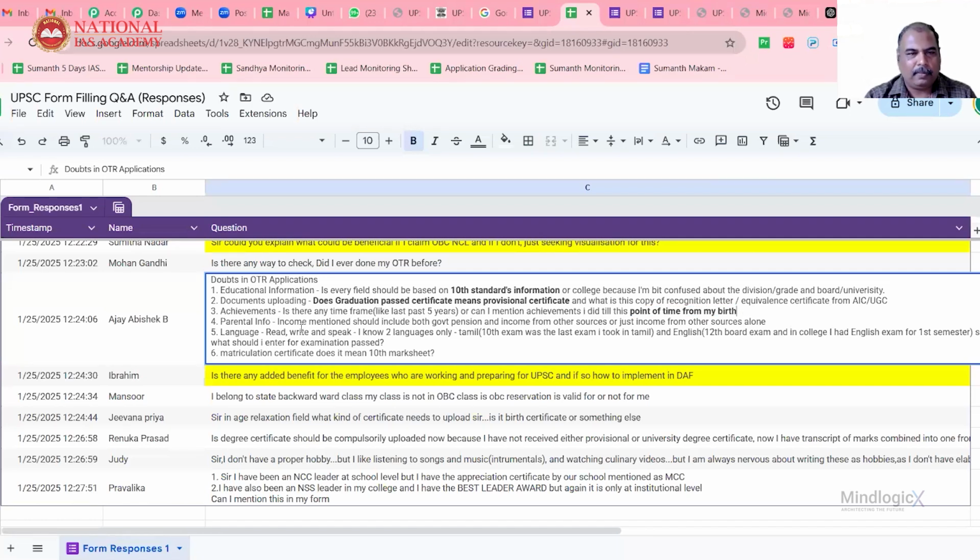Income mentioned should be both government pension and income from other sources, or just income from other sources alone? It is according to the parents.